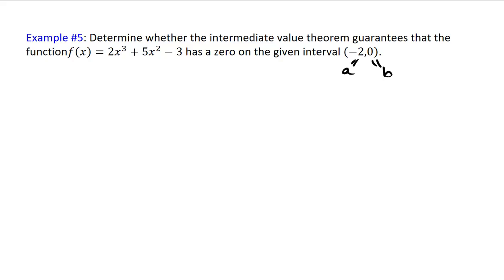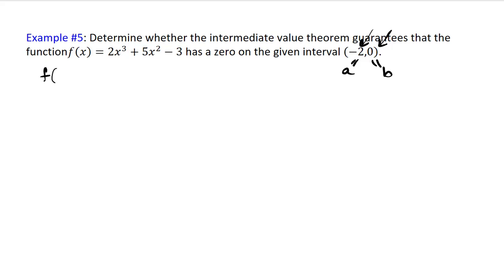If we were to evaluate the function at -2 and at 0, and if they have opposite signs, then the theorem ensures that there is at least one real zero within that given interval. So that's what we're checking for.